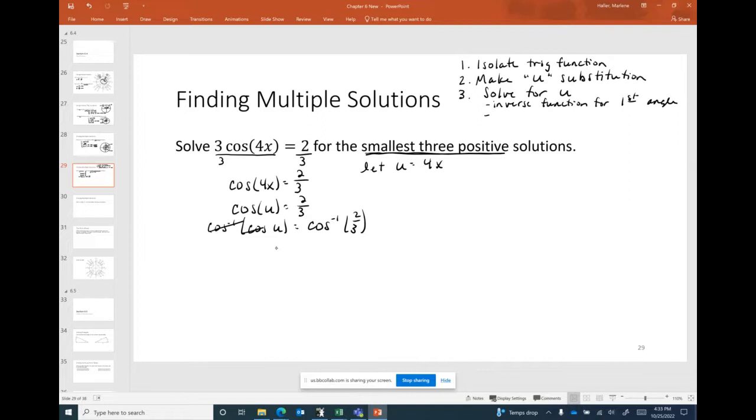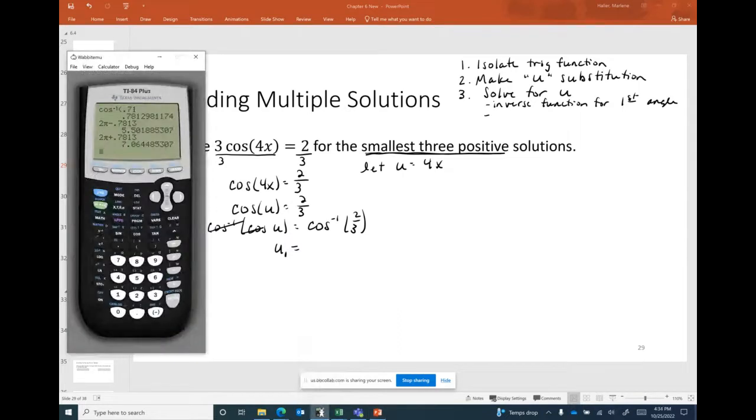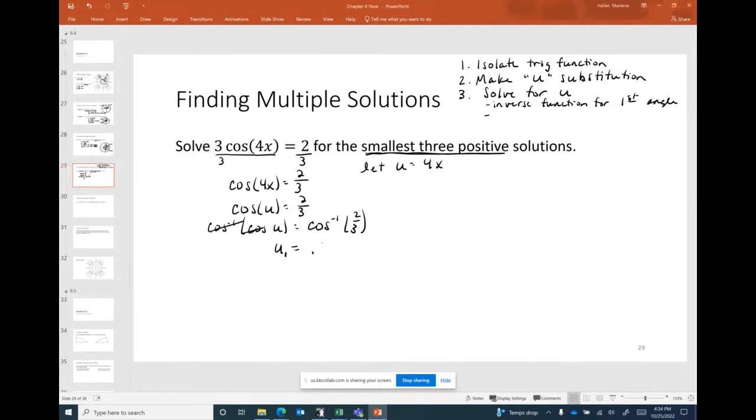All right, so what is u going to be then? U, the first one anyway, call it u sub 1, is going to be the inverse cosine of 2/3. Let's see what that is. It's 0.8411. All right, there's one solution for u. So we got the first angle by using the inverse function.